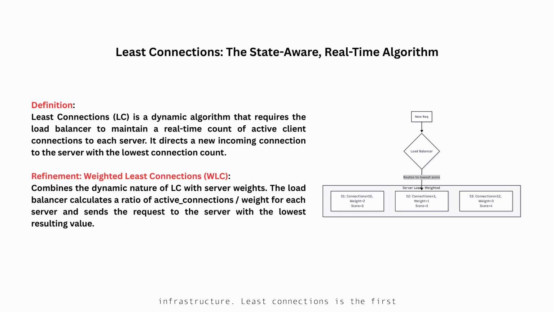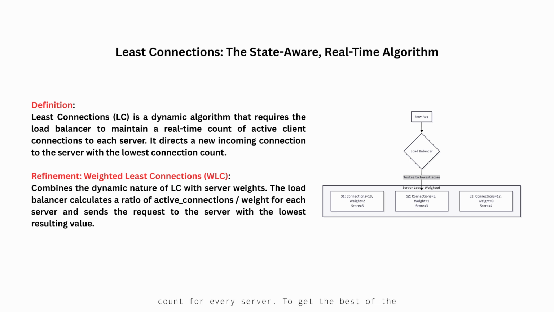Least connections is the first algorithm that introduces state awareness into the load balancer itself. It's dynamic, meaning the distribution decision is made in real time based on current operational metrics. This is superior to round robin when you have connections of widely different durations, such as a quick API call versus a long file download. The technical challenge here is the overhead. The load balancer must constantly monitor and update the connection count for every server.